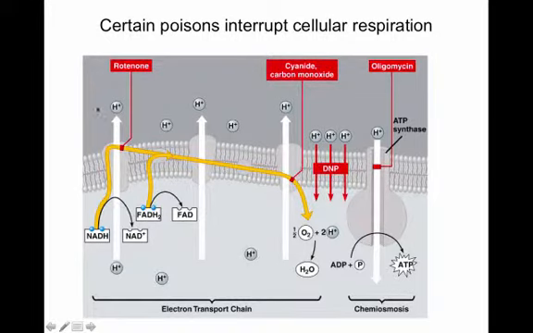But the other poisons here are shown, and I'd like you to think about how each of these poisons would affect the production of ATP and its effect on the organism.